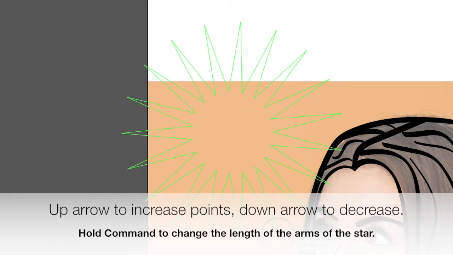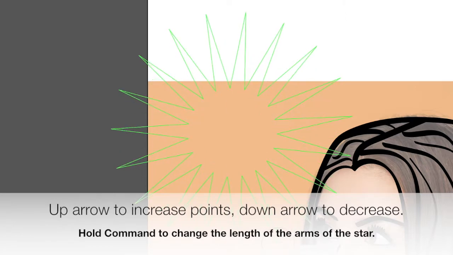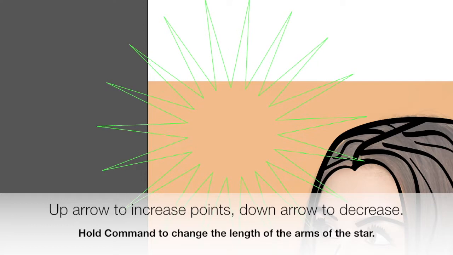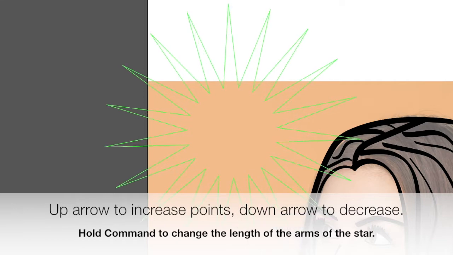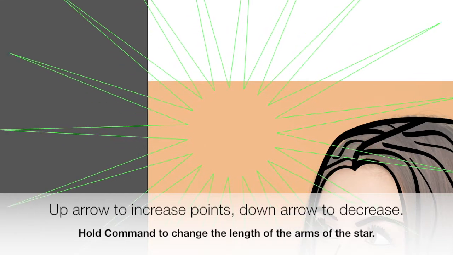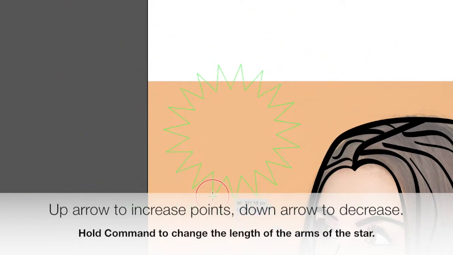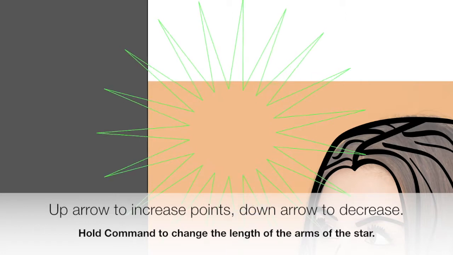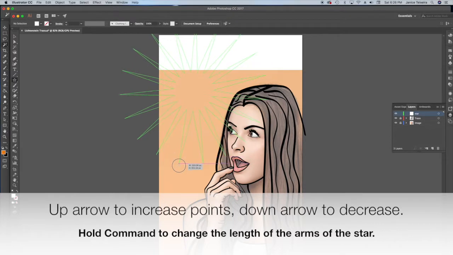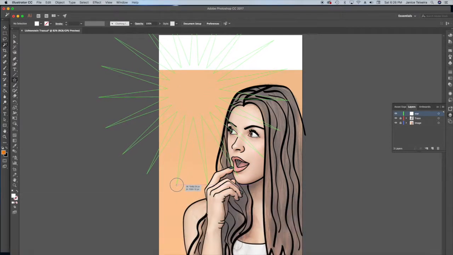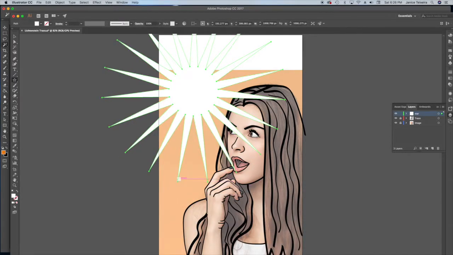And the other thing you can do while you're pulling the star is hold Command. And when you hold Command, you can get shorter little star arms on this or longer ones. So as I hold Command, the center doesn't change, just the arms. So hold Command until you get the arms of the star the length you want, and then let go of Command to then work with the size.